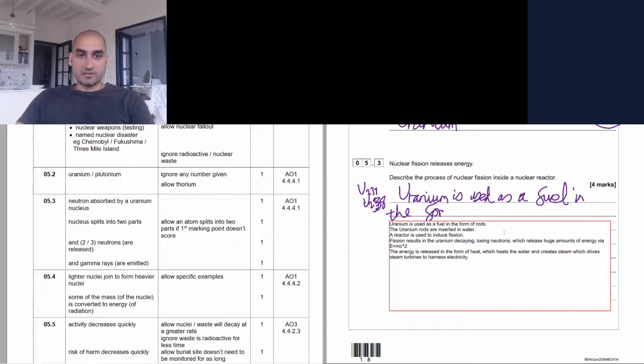Oh god, here we go. Neutron absorbed by uranium nucleus. Oh, it's the other way around. I thought it splits. I thought it loses neutrons. So you fire neutrons at the uranium. Ugh. Whoa, hang on. Nucleus splits into 2 parts. Okay, I didn't say neutron absorbed. I didn't say nucleus splits. I did say neutrons are released.